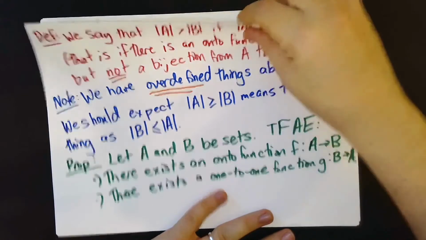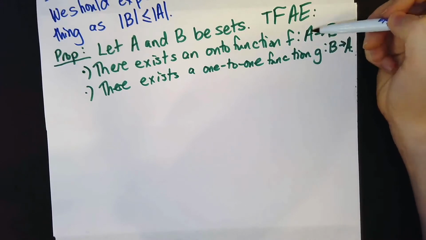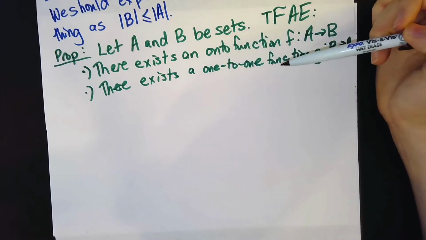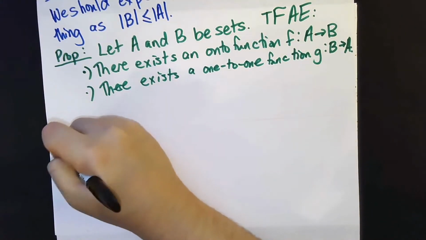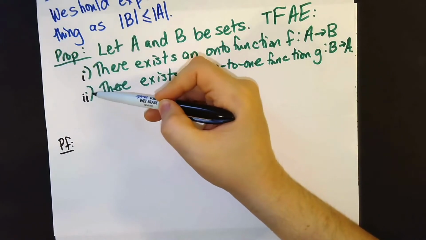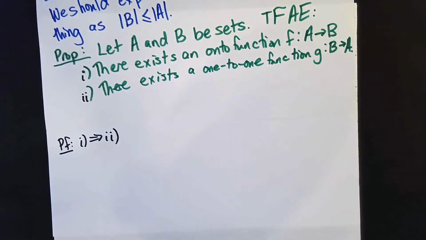Now, I think thinking about why this proposition is true is actually very instructive in terms of thinking about what onto and one-to-one mean and how they relate to each other. So I am going to go ahead and prove this here. There are 2 pieces here: 1 implies 2, and 2 implies 1. So let's start with 1 implies 2.